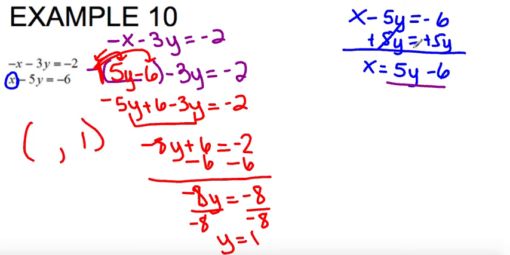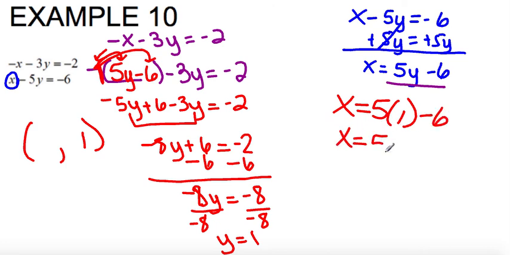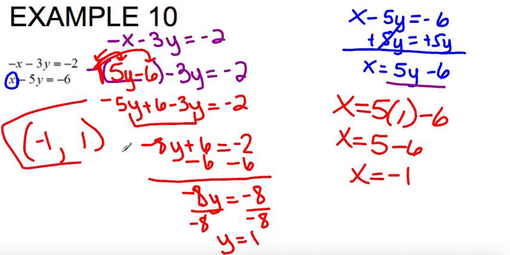Well, luckily we have this equation that's in x equals form, and I can just plug in the y to find x. So I have x equals 5 times 1 minus 6. So x equals 5 times 1 is 5, minus 6 is negative 1. So my solution is negative 1, 1.